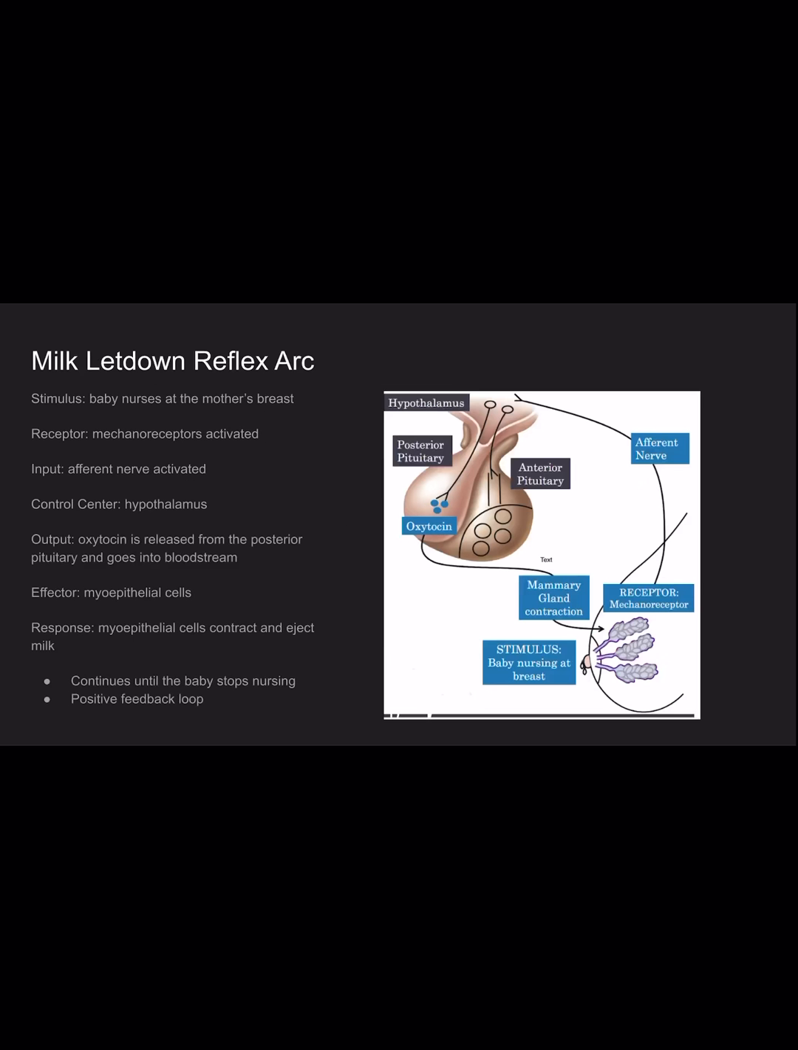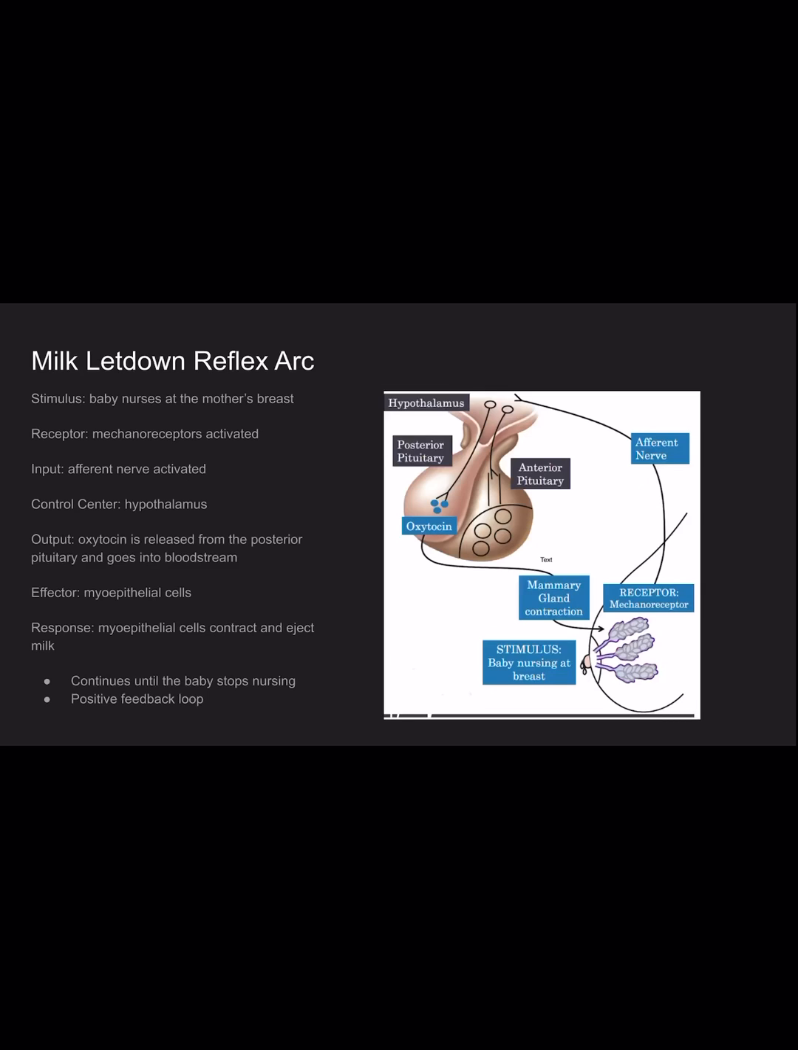Alrighty. So attached is a picture from Dr. Olson's lecture that you can follow along with if you're more of a visual learner or if you just kind of want to see what's happening. So first we need a stimulus. Our stimulus is going to be the baby nursing at the mother's breast. This activates mechanoreceptors in the breast. As Dr. Olson stressed, we need a receptor to be able to sense that stimulus so that the mother knows that a baby is nursing at her breast.